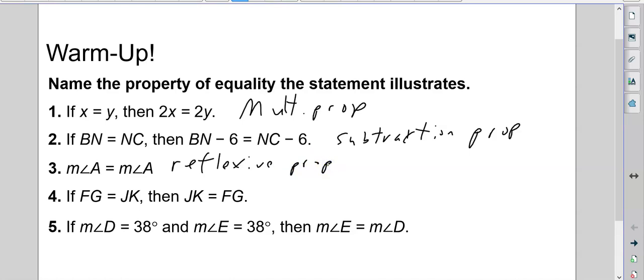If FG equals JK, then JK equals FG. They just switch sides. Left side is the same as the right, right is the same as the left. That's symmetry.